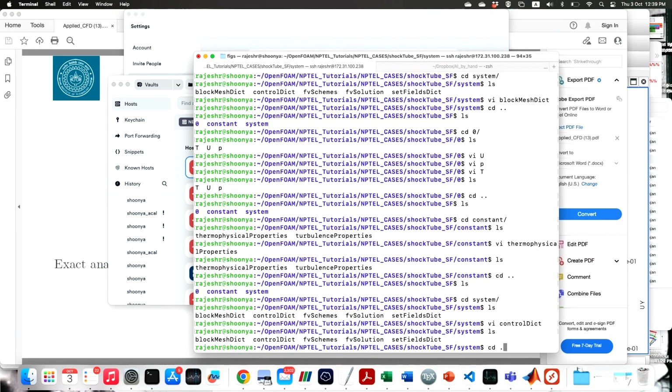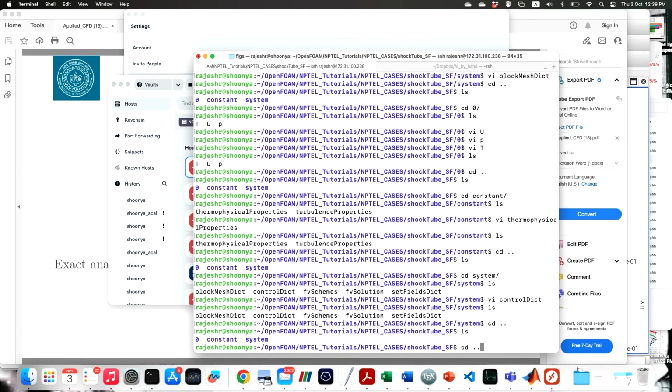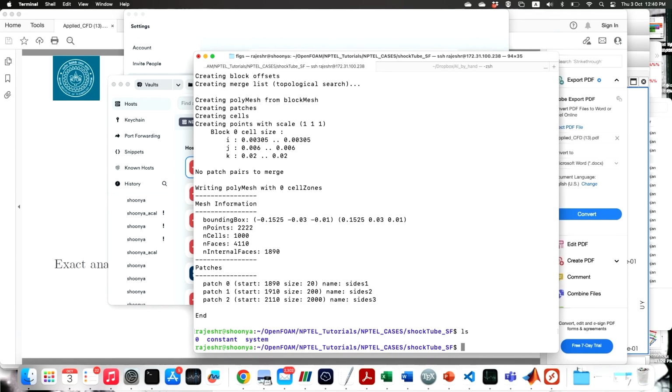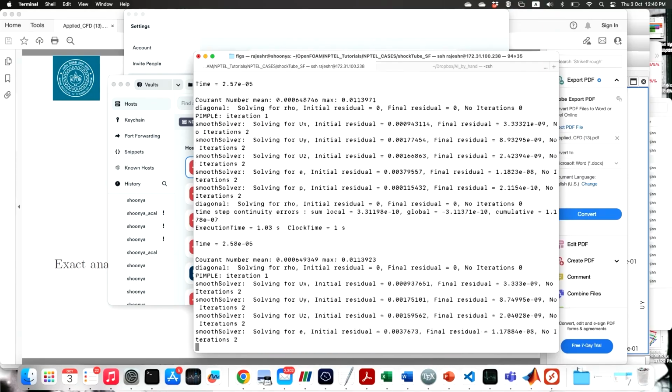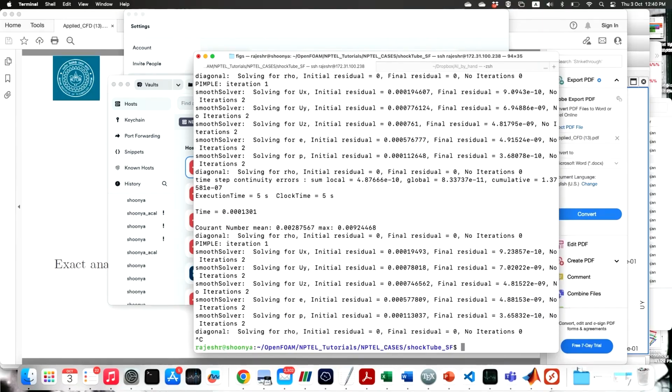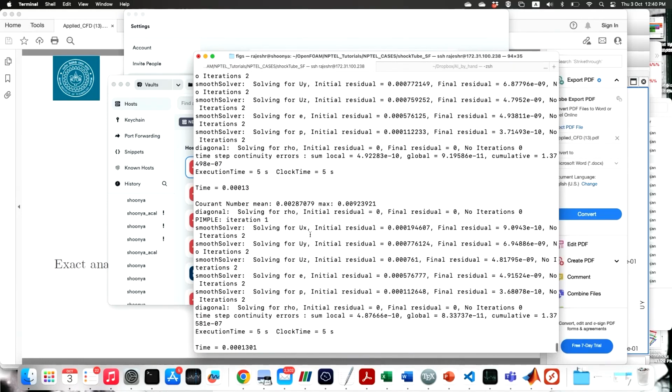So, let me run this blockMesh, and then you have to run sonicFoam, okay. So, now it is solving, and I will show you later, or maybe I just stop and show here that now you can see that it is solving for Ux, Uy, Uz, energy and pressure, right.